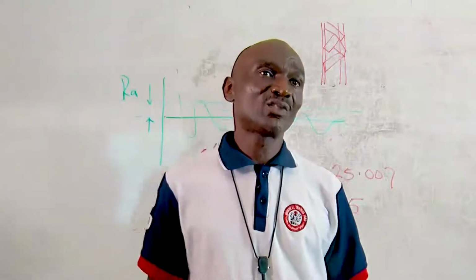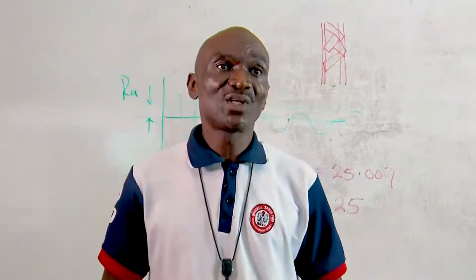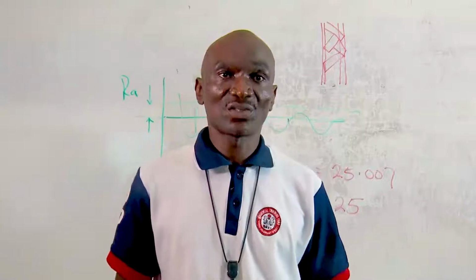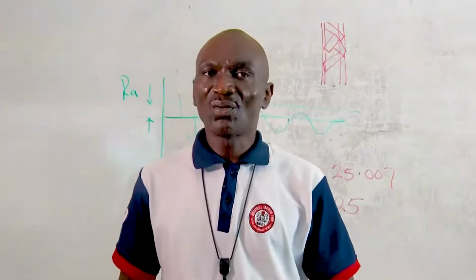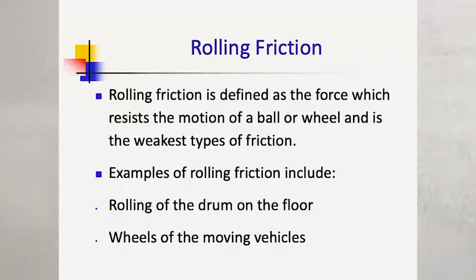The third kind of friction, rolling friction. Rolling friction is defined as the force that resists motion of a ball or a wheel and is the weakest type of friction. Normally, there's a surface, which could be a ball, normally cylindrical surfaces. As it attempts to roll across another surface, the friction that is generated is called rolling friction.